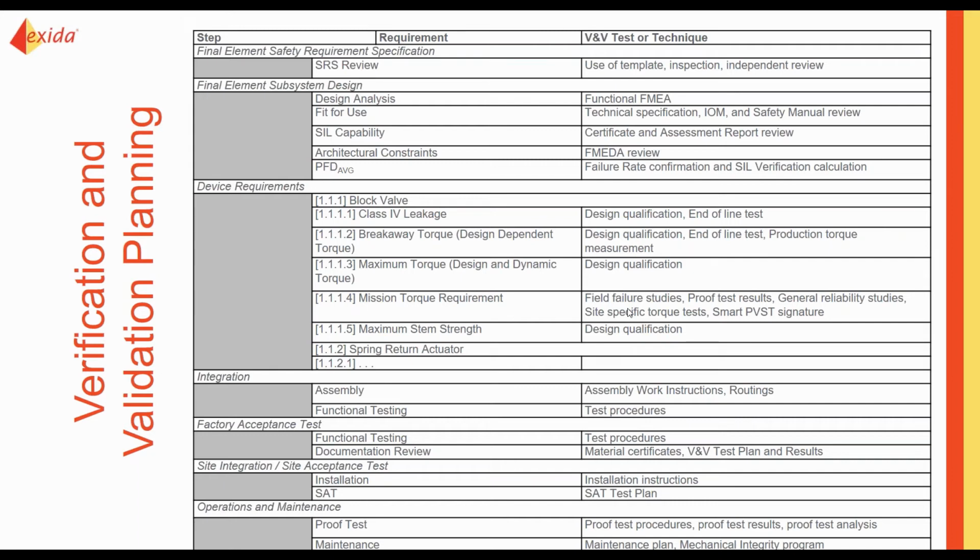In integration, the assembly will need work instructions and routings, and for testing, they'll need test procedures and results, factory acceptance testing. So that functional test, depending on the complexity of the final element, might include hydraulic power units, et cetera, or it might be simply just an integrated valve actuator. Documentation review, we might look at material certifications and the results of all these previous tests to show that they're covered. Site integration and acceptance.